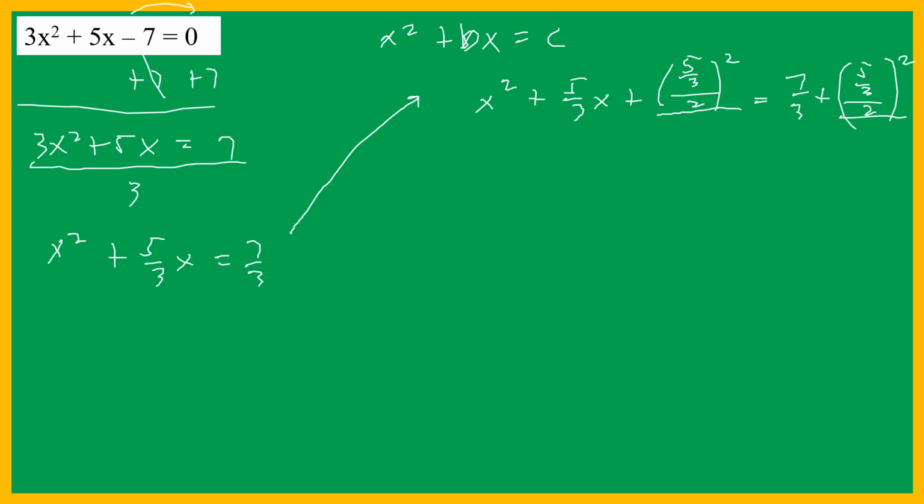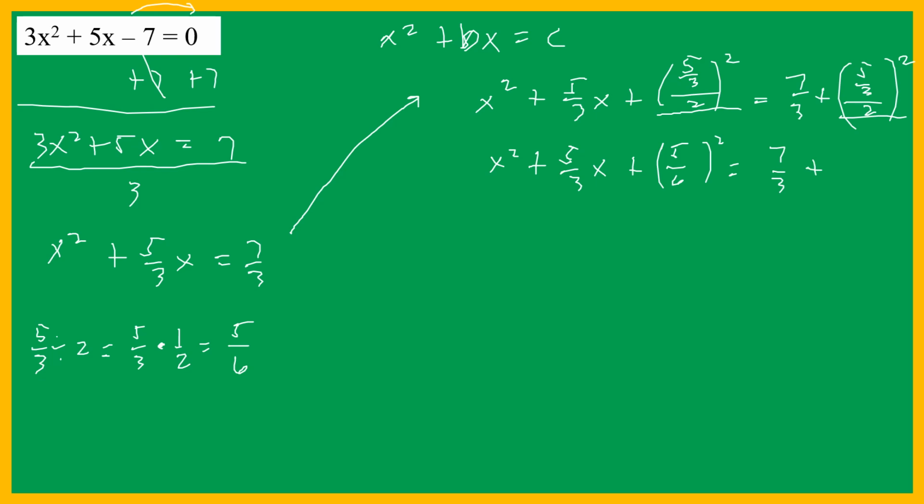So, medyo fraction siya, kaya medyo mahirap din siya. Okay? So, paano na tayo magdi-divide nito? 5 over 3 divided by 2 can be written as 5 over 3 times 1 half, and that is 5 over 6. So we have x squared plus 5 over 3 x plus 5 over 6 squared is equal to 7 over 3 plus 5 over 6 squared.